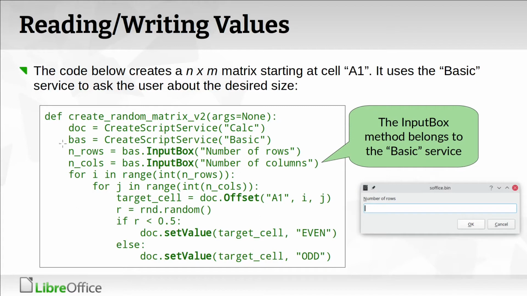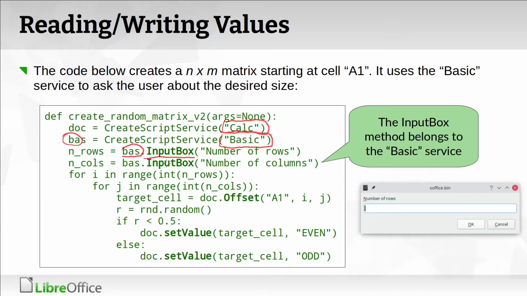So here you see that in addition to the calc service, I instantiate the basic service, and then I use the input box method. The idea of the basic service is to provide some methods that are only available in BASIC, but also to Python scripts. So the input box function is a function of the BASIC language that is called from within a Python macro using the basic service.